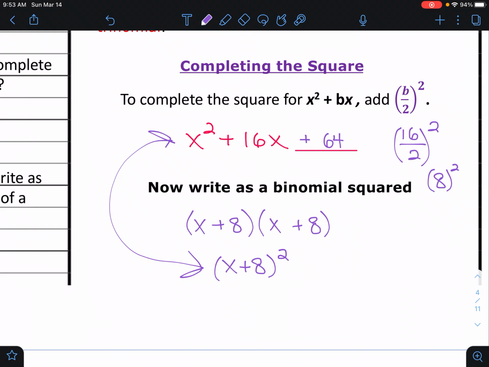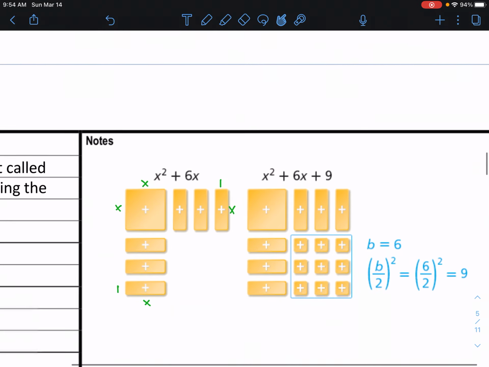If you took and multiplied this out, you would end up with x squared plus 16x plus 64. Now, one thing you might notice is this right here is 16. Well, this, when you factor it, is 8. It's half of that, or this number right here. So that's something to keep in mind. You'll notice that might be a shortcut to get to the binomial squared version or the factored form.